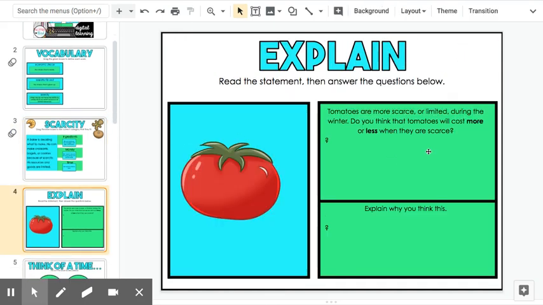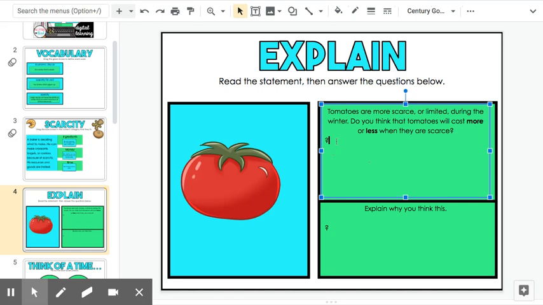All right, so let's look over here at this picture. This is a picture of a tomato. Tomatoes are more scarce or limited during the winter. Do you think that tomatoes will cost more or less when they are scarce? Go ahead and pause your video and take a little time to think about your answer.